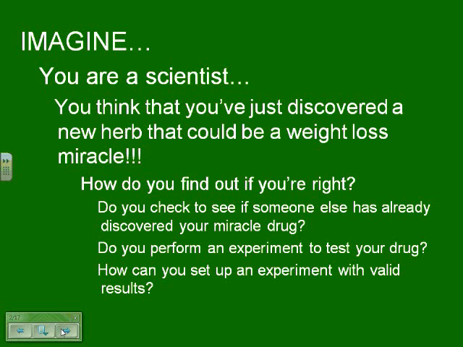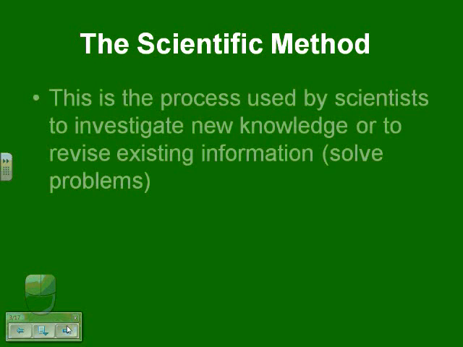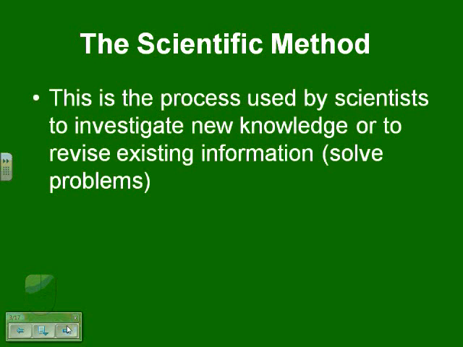So how are you going to do this? How are you going to figure out if somebody else has already discovered it? How are you going to go through a process of performing an experiment to make sure that it really is a weight loss drug? And how are you going to set that experiment up so that the results you get can actually be trusted? This is all part of the scientific method, this whole process that scientists use when they investigate new knowledge or already existing knowledge.